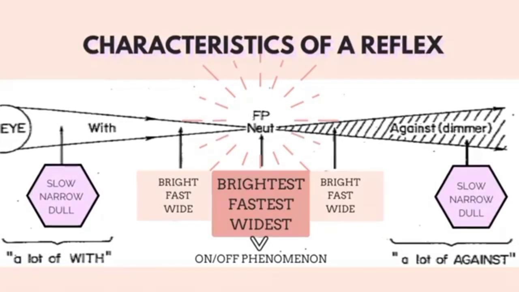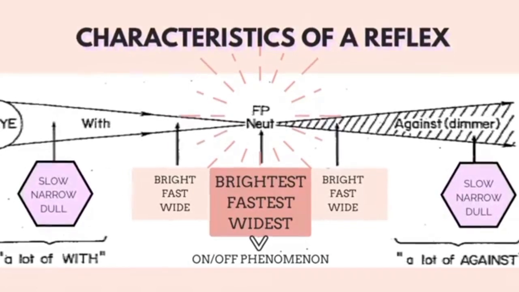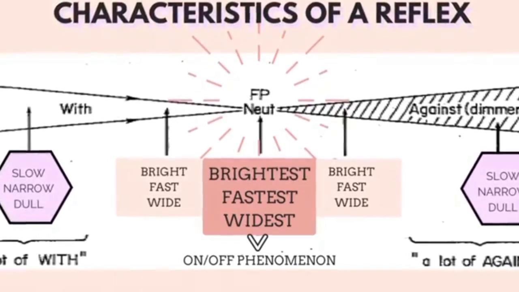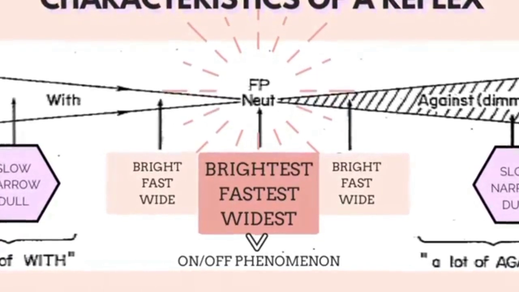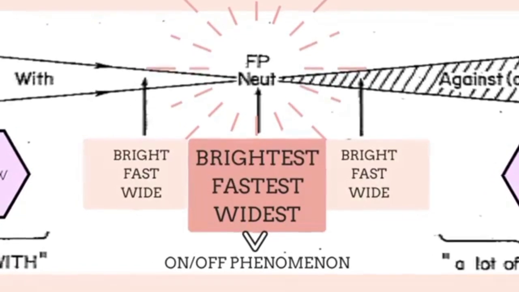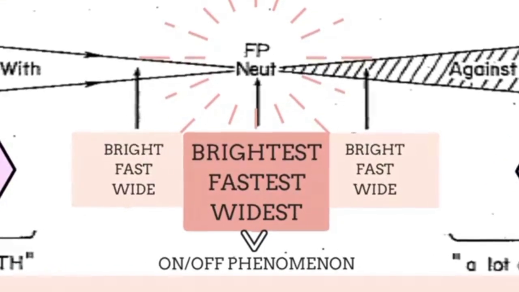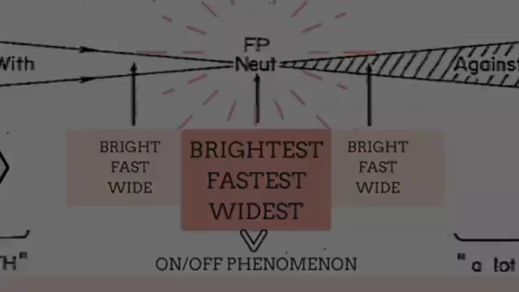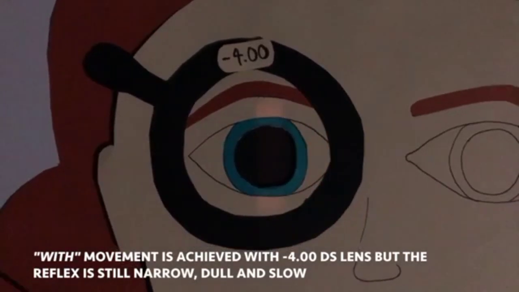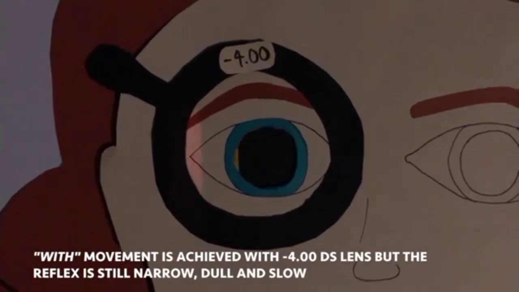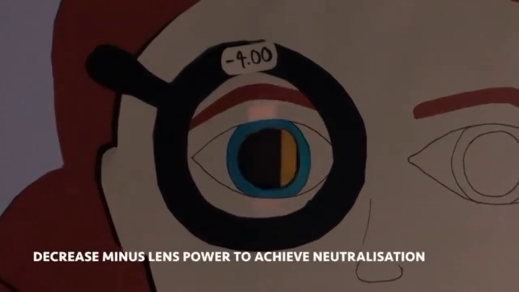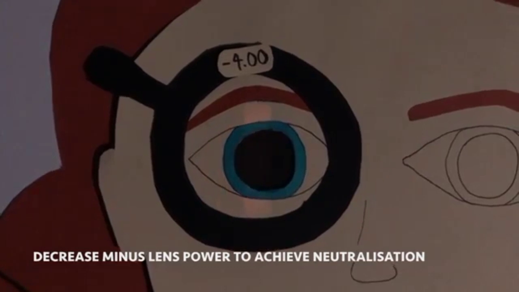So, how do we know if neutralization has been achieved? The streak should demonstrate several characteristics. Firstly, if the streak is close to neutralization, the streak should be brighter, faster, and wider. Once neutralized, an on-off phenomenon should be seen, where the pupil fully lights up. As previously seen in our patient Ahelia, a with movement was achieved with a -4 lens, but the reflex was narrow, dull, and slow. Therefore, we need to decrease the minus power to achieve neutralization.